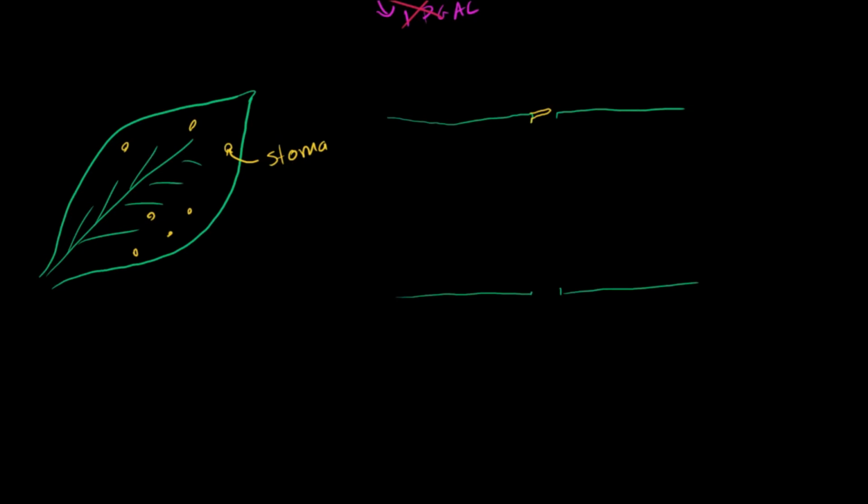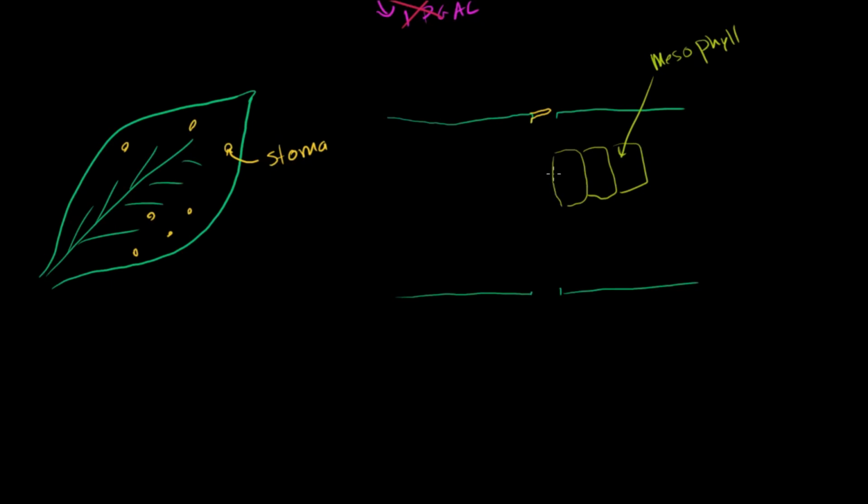So in most plants, the photosynthesis process occurs in these mesophyll cells, which are really just the middle layer cells. I'll do a detailed video in the future about the anatomy of a plant. But these are the mesophyll cells. This is where photosynthesis normally occurs.